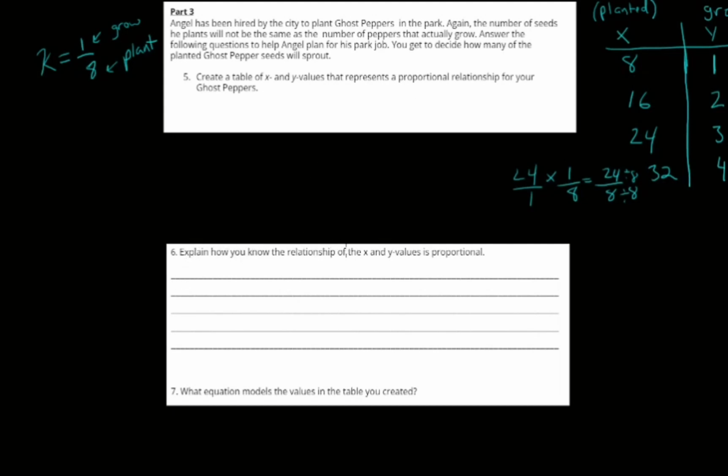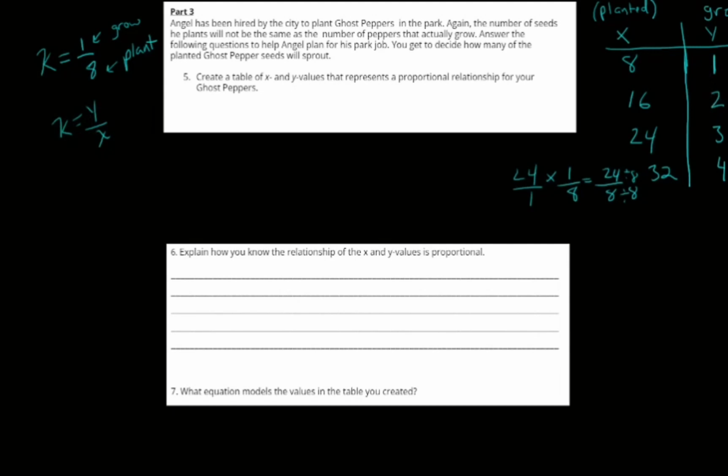Explain how you know the relationship of the X and Y values is proportional. You think back to those problems we did where they gave us a table and we would find each K value. That's how you prove it's proportional. For example, this Y over X, again, that's the definition of a K. It's going to be 1 over 8.